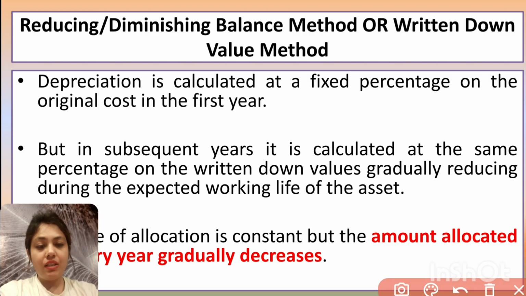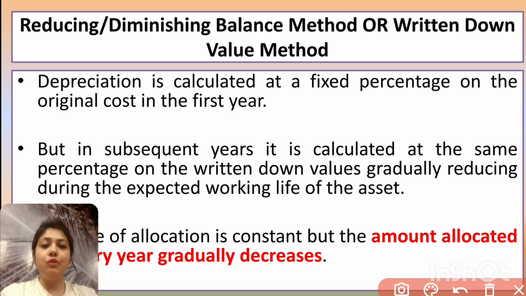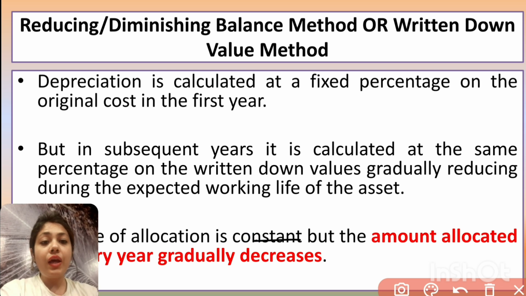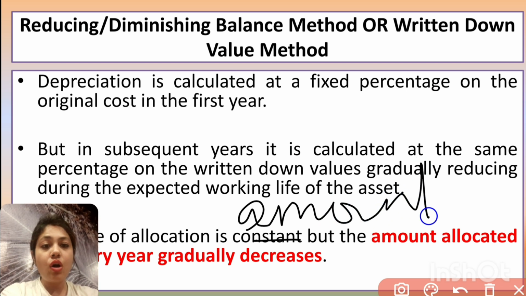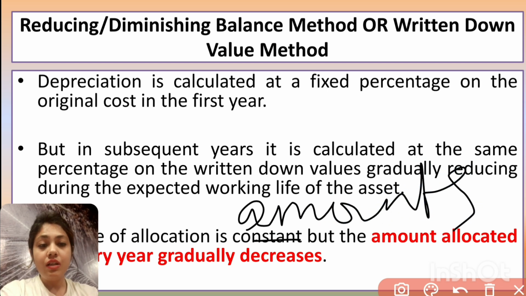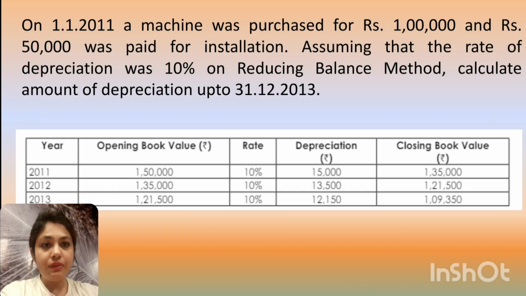So the next method under the time-based method is the reducing or diminishing balance method, very popularly known as the written down value method. Over here, in simple terms, we can say that the rate of depreciation is constant, right? However, the amount of depreciation keeps on reducing every year, or every useful year of an asset, right? Let's understand this with the help of an example.